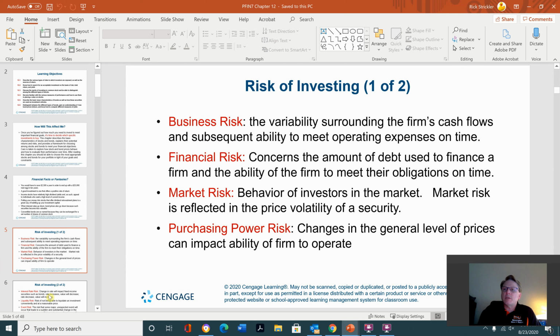Business risk: the variability surrounding the firm's cash flows and subsequent ability to meet operating expenses on time. Financial risk concerns the amount of debt used to finance a firm and the ability of the firm to meet their obligations on time. Market risk: behavior of investors in the market. Market risk is reflected in the price volatility of a security. And purchasing power risk: changes in the general level of prices can impact the ability of a firm to operate.